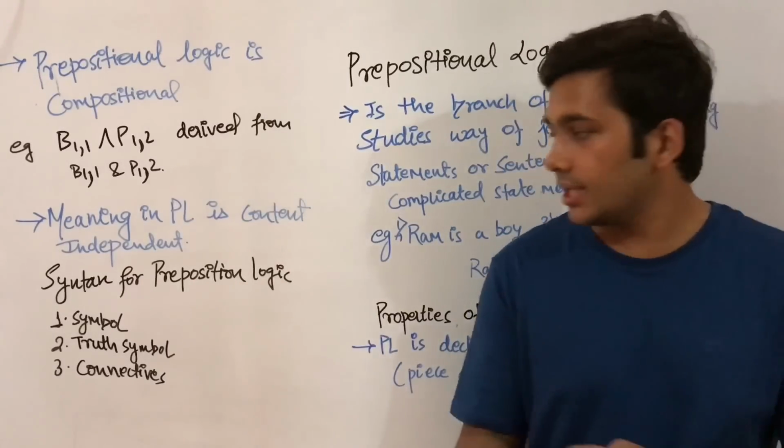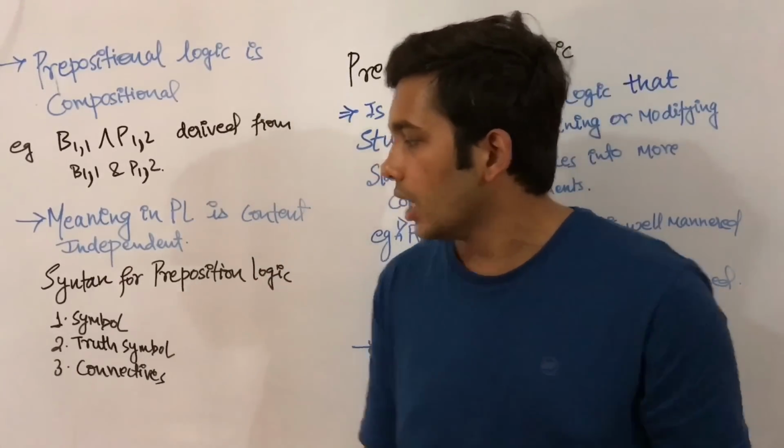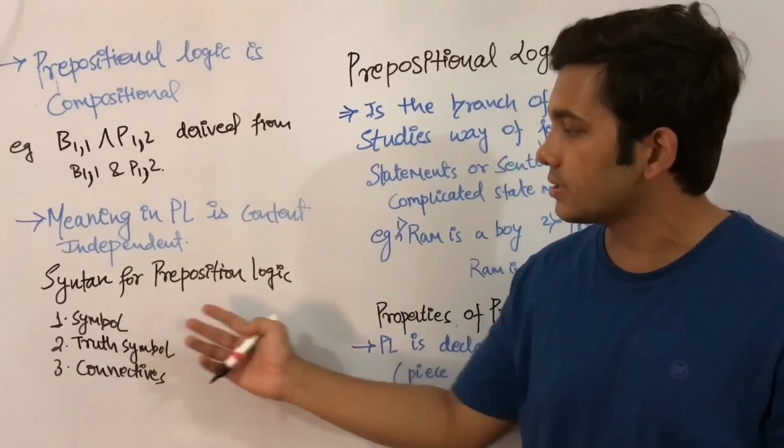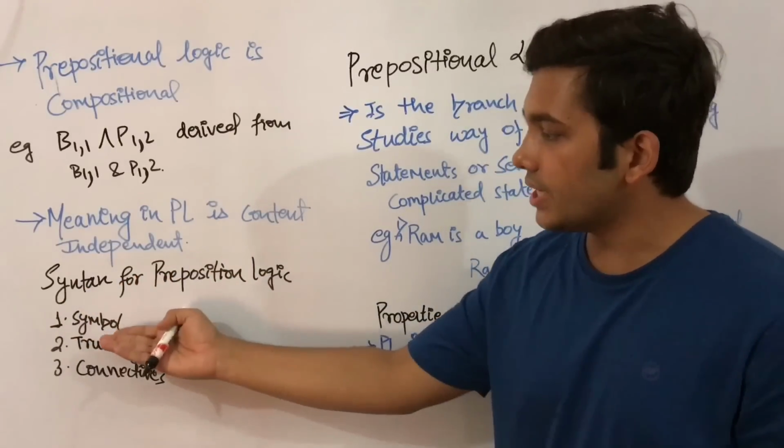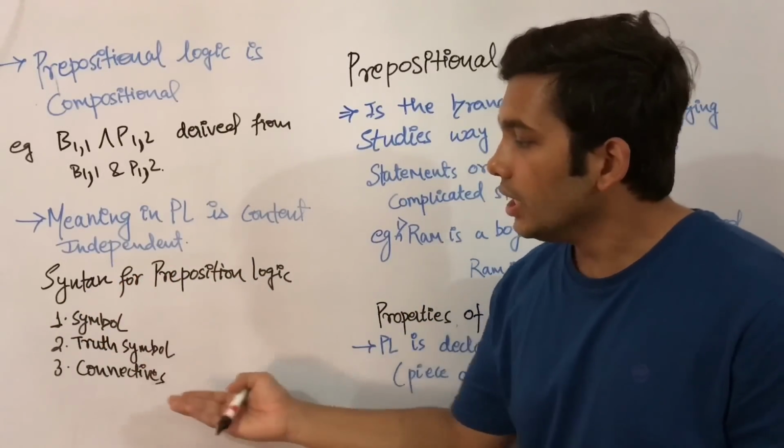So what is the syntax for propositional logic? Basically there are three components, or you can say three syntax elements, for propositional logic: symbols, truth symbols and connectives.